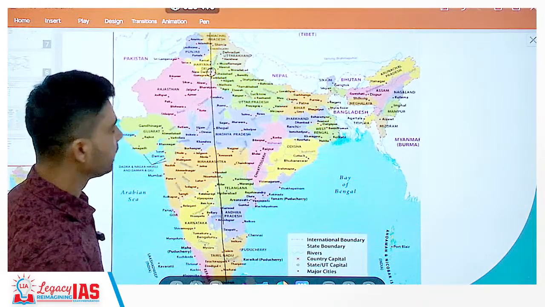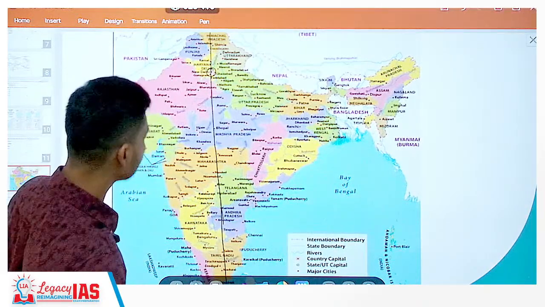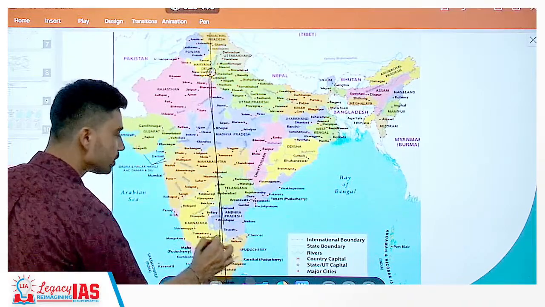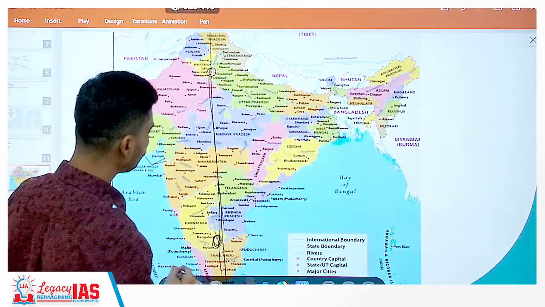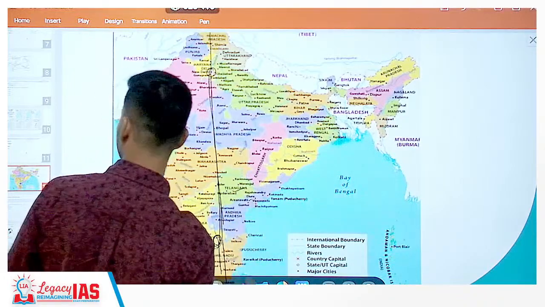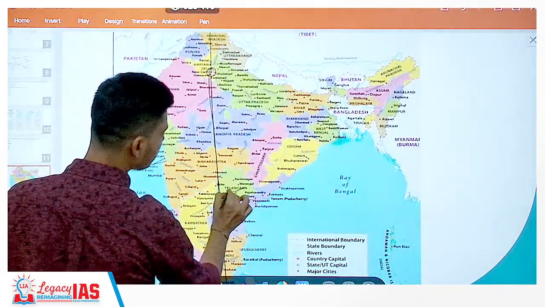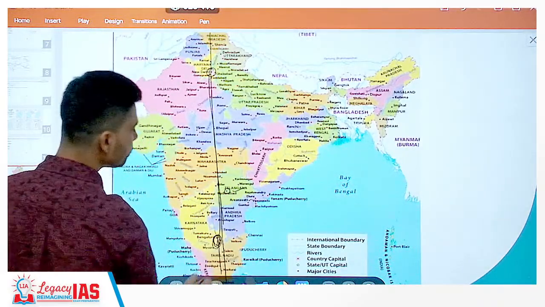It is asked which of the cities is lying closest to the longitude. So basically, it passes almost the same longitude as that of Bengaluru. Other cities such as Hyderabad, apart from that Nagpur and Pune, are given here. You can see Hyderabad is far away, Bengaluru is much closer.